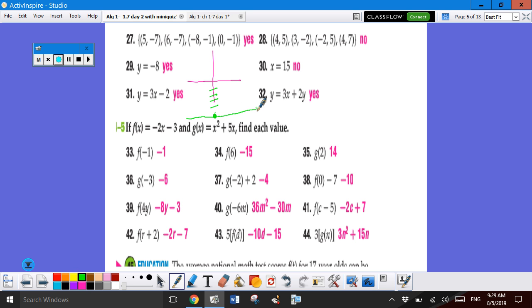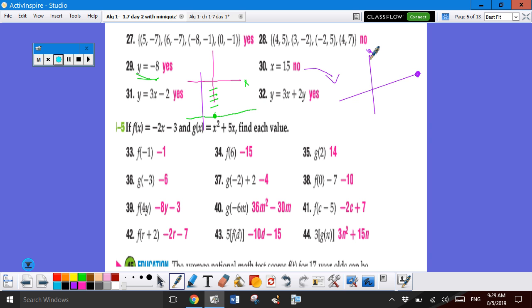Okay, notice how there's no x's in this equation. So that means I cannot touch the x-axis. If I cannot touch the x-axis, that means I'm drawing a line through this point without touching that line. The only thing I can do is draw a horizontal line. So that one would definitely pass the vertical line test because if I drew a line, it would only touch once.